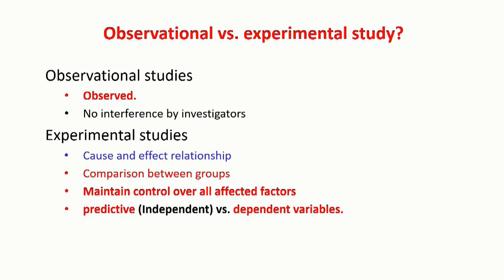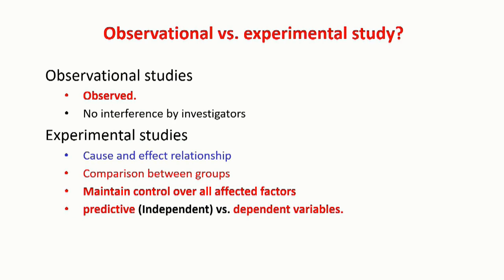But on the other hand, if you do experimental studies, you study cause and effect relationships. What does that mean, cause and effect relationship? You compare between groups as well, and you maintain control over all affecting factors. Let me clarify these details. In experimental design, for example, you want to study something.